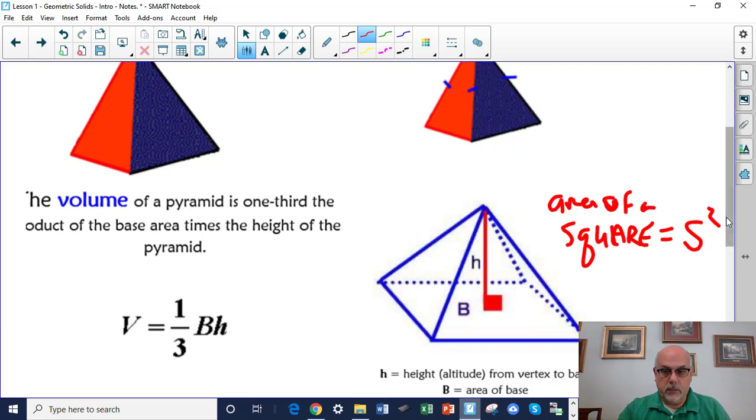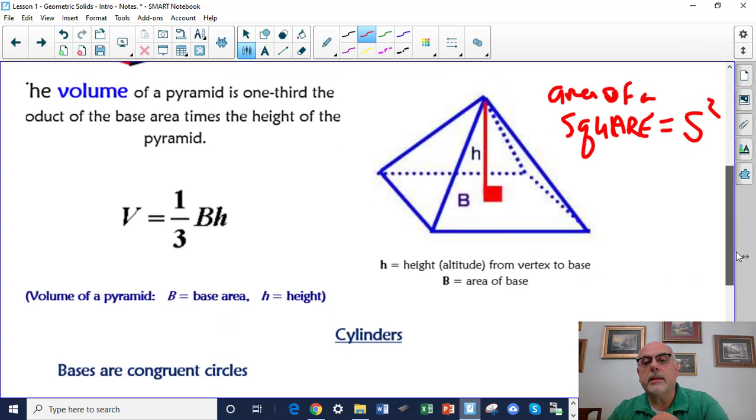Alright? Again, this is another diagram showing that the height or the altitude of a pyramid goes from the point to the center of the base. Okay?